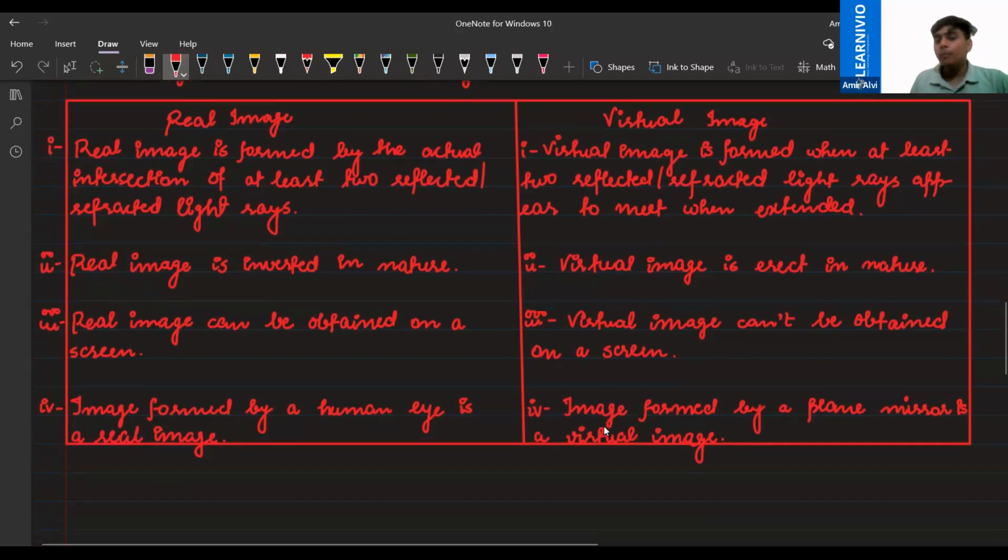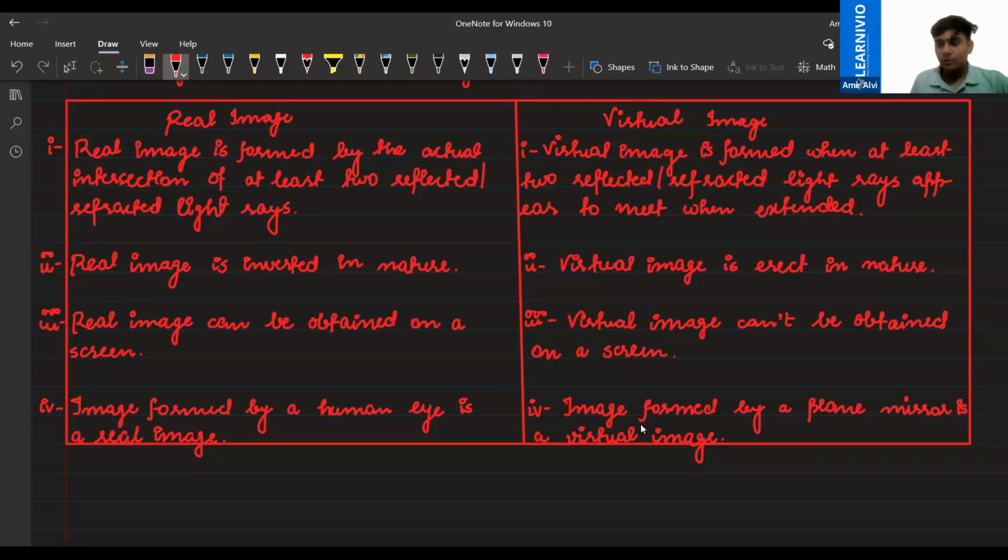Next, the image formed by a plane mirror is a virtual image. The mirror that we use to dress ourselves in our normal day-to-day life is a plane mirror. So the image formed by the plane mirror is virtual in nature. Is that clear, Inan? Yes, sir. Any doubt so far?